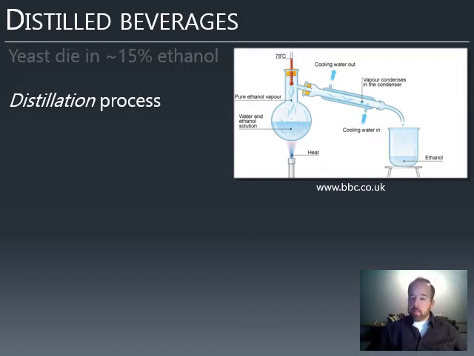The way this works is you have some alcohol solution, so the yeast have already produced an alcoholic beverage like wine, for example, and then you heat the liquid. What this does is vaporize the alcohol. Alcohol has a lower boiling point than water and some other liquids. And so when you heat up the solution, the alcohol will come out first.